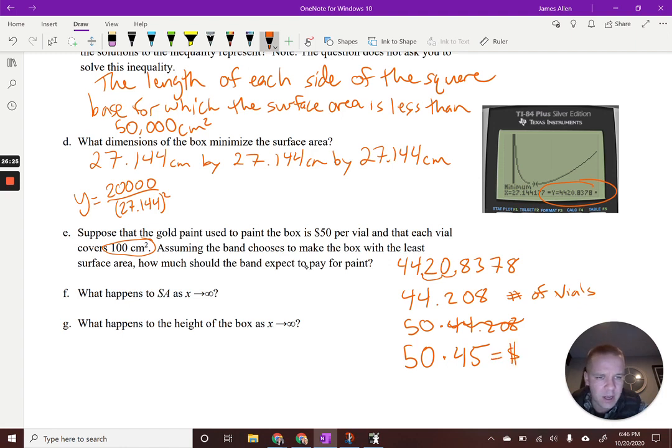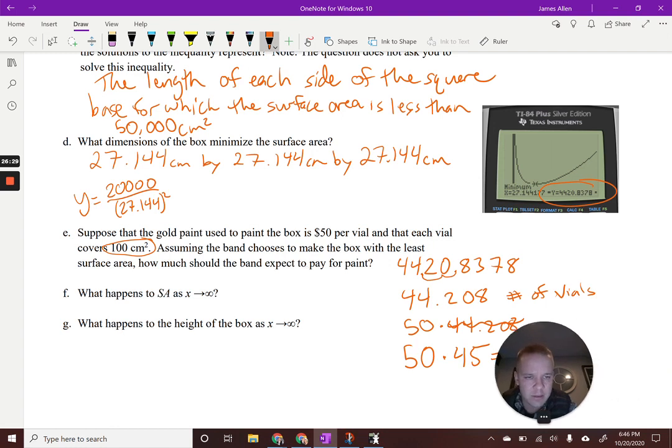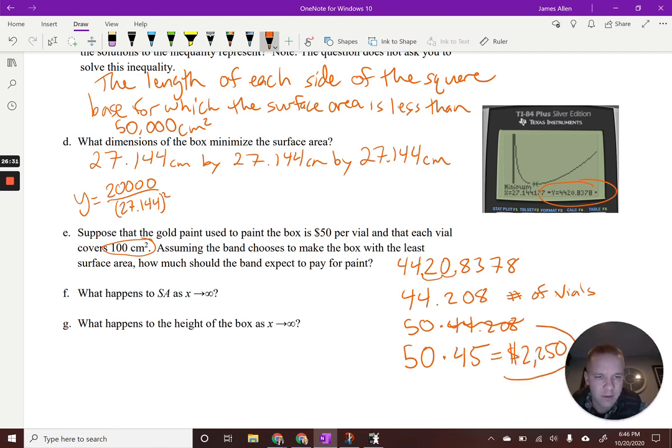So if I multiply those together, it's going to be a cost of $2,250. That was kind of fun, though. Lovely. That's part E. I know this is getting a little long, but I appreciate you guys staying along here.